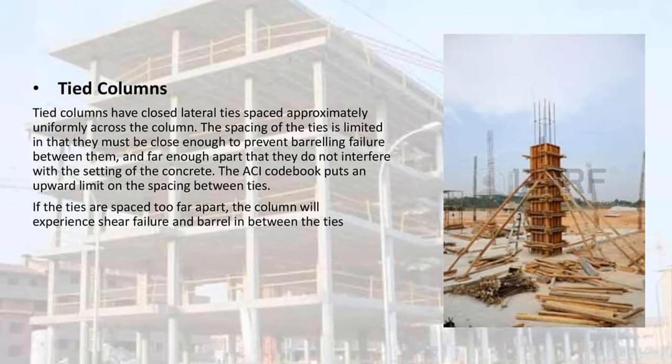The spacing of the ties is limited in that they must be close enough to prevent barreling failure between them and far enough apart that they do not interfere with the setting of the concrete. The ACI codebook puts an upward limit on the spacing between ties. If the ties are spaced too far apart the column will experience shear failure and barrel between the ties.